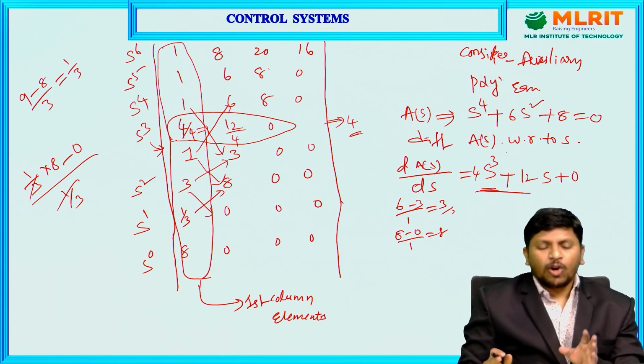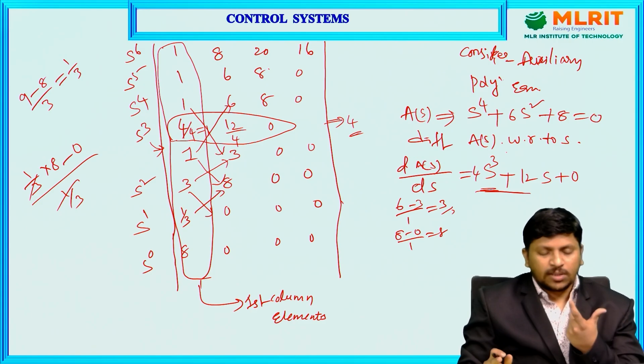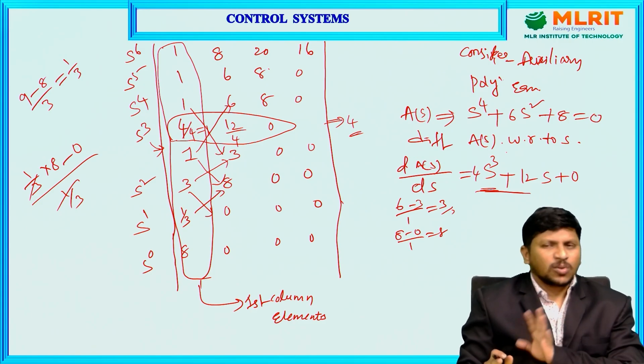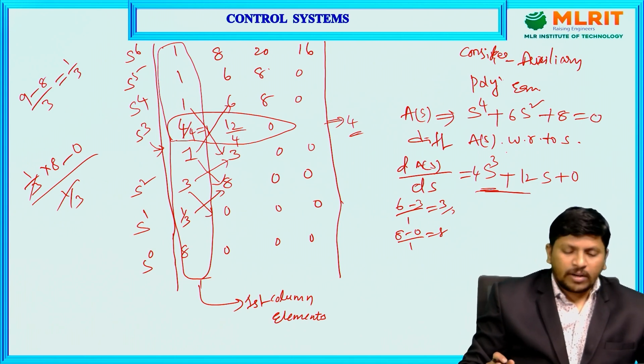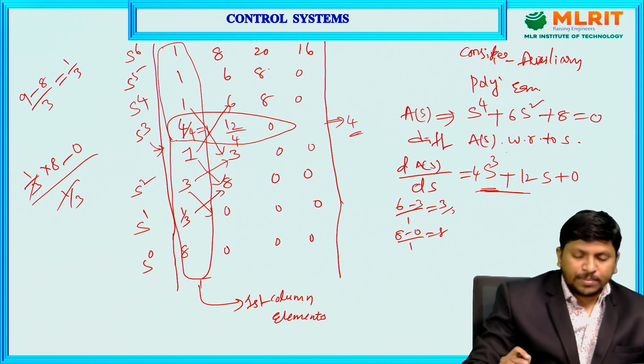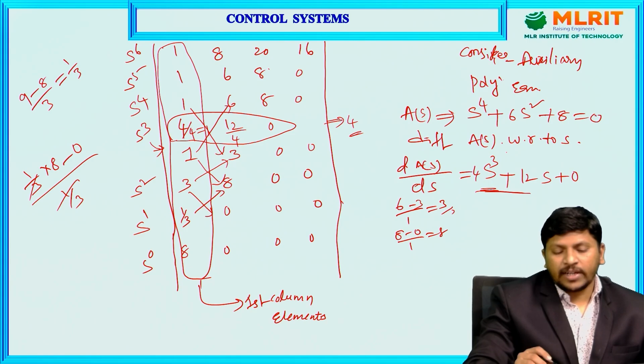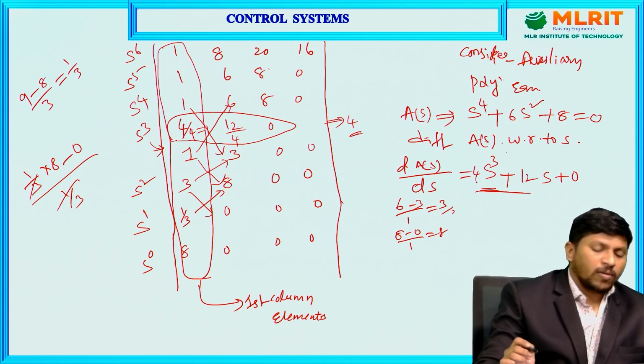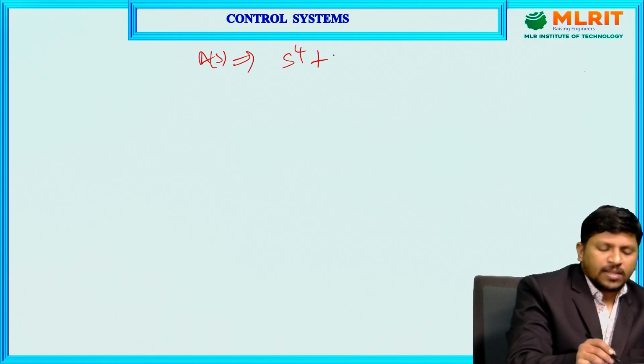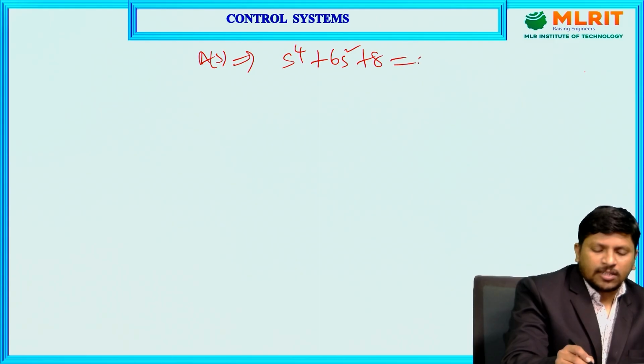Always, the roots of the auxiliary polynomial equation must be on the imaginary axis only. Now we calculate the roots. The auxiliary polynomial equation is S power of 4, order 4, so we need to find 4 roots. S power of 4 plus 6S square plus 8 equals 0.